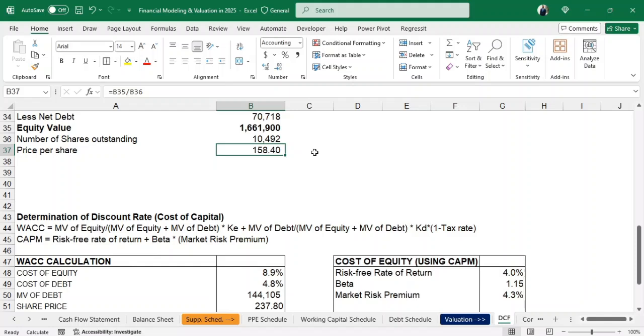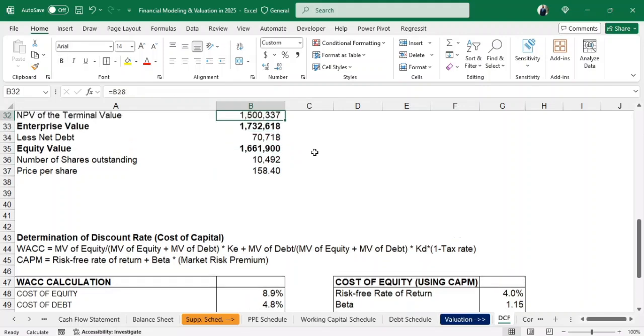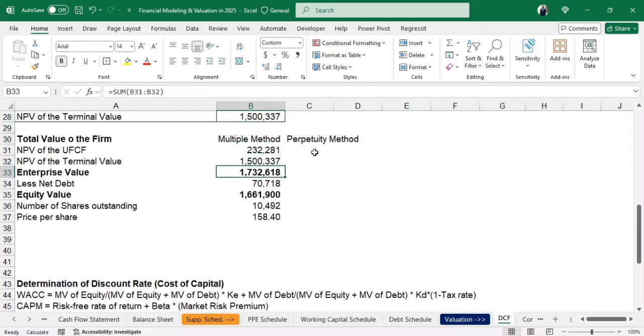All right, so that is that. You can as well look at the aggressive side of the model or the base side or the conservative side as you are doing in this particular situation. So this is actually expected. So that is the value of Amazon using the multiple method, which is EBITDA multiple. All right. Now let's look at the perpetuity method.